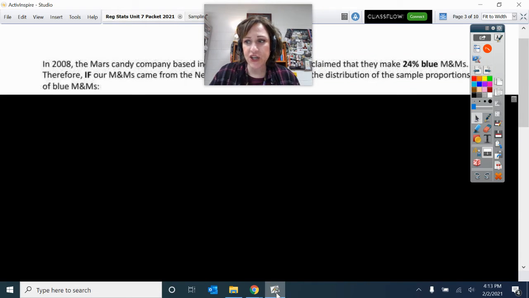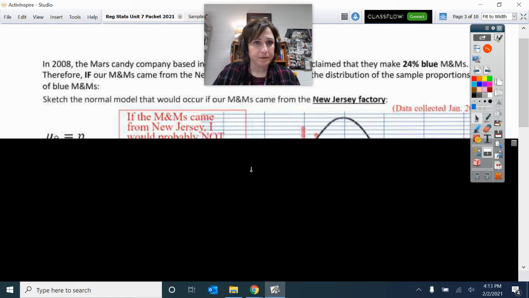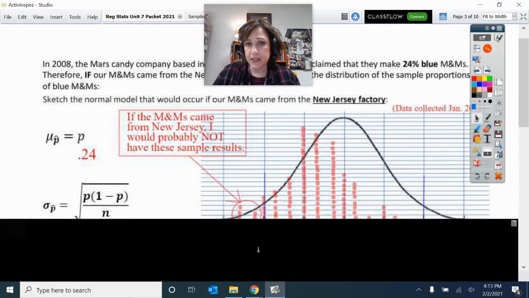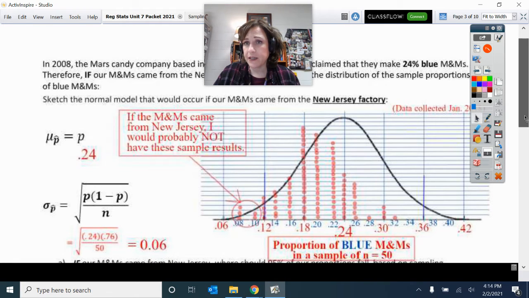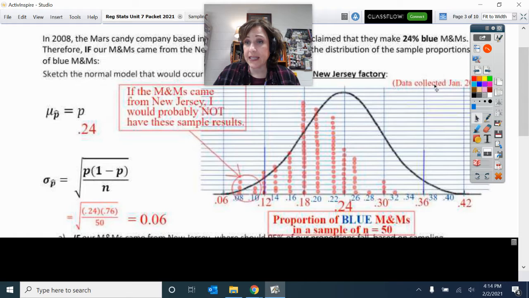All right, we have collected our data, and I'm actually going to use data from 2018 when I show you what it looked like. So let's see what we got. Here is what our normal model looks like. And again, this data was collected in January of 2018 from my students. So see, I had all of these ones.